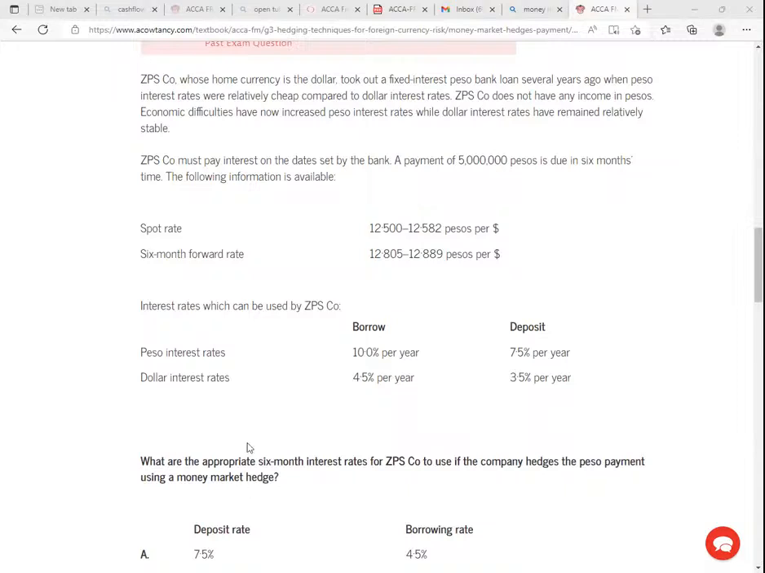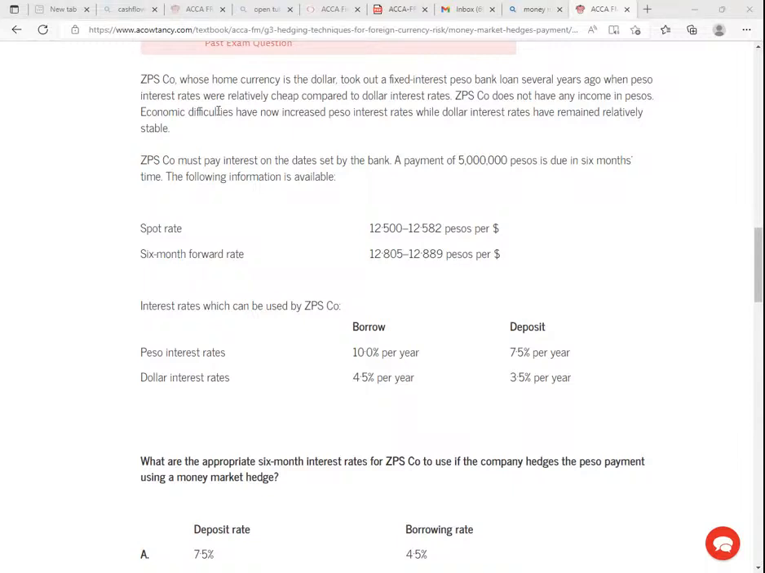ZPS company, whose home currency is the dollar, took out a fixed interest rate peso loan several years ago, when peso interest rates were relatively cheap compared to dollar interest rates. ZPS company does not have any income in pesos. Economic difficulties have now increased peso interest rates, while dollar interest rates have remained relatively stable. ZPS company must pay interest on the date set by the bank. A payment of 5 million pesos is due in 6 months' time.